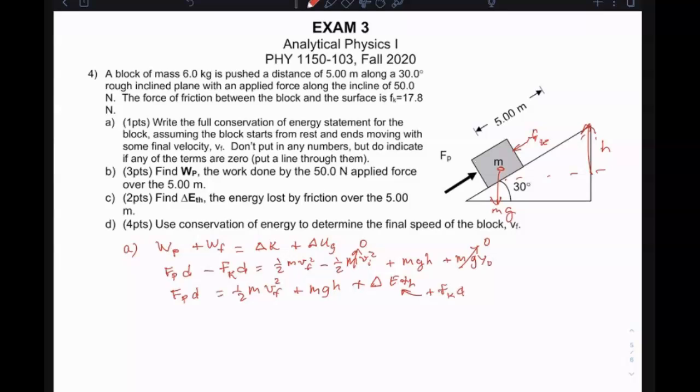So that's part A of the problem. If you had just written this first equation, I would have given you full credit for this part of the problem.